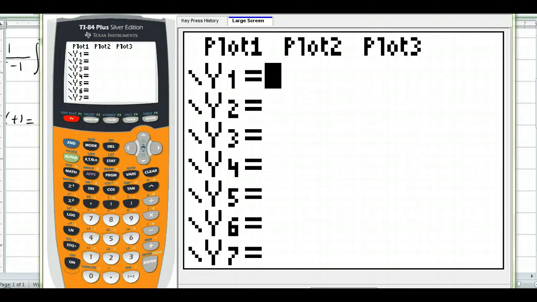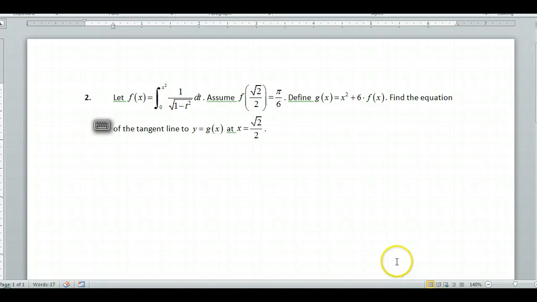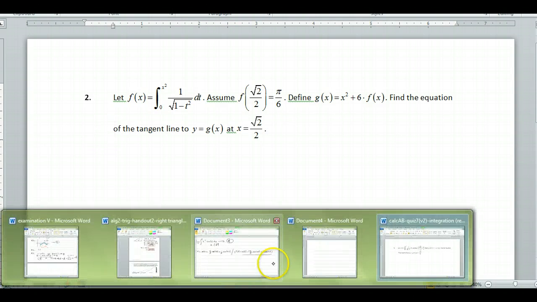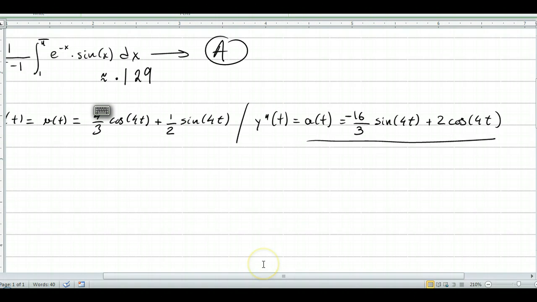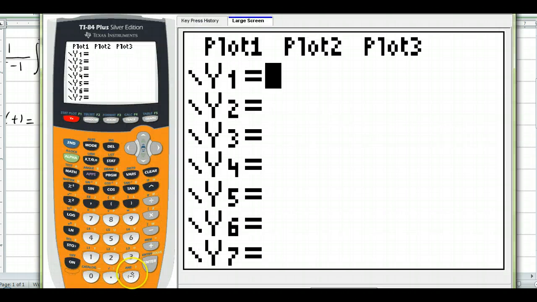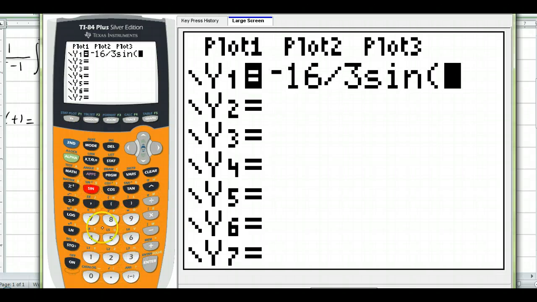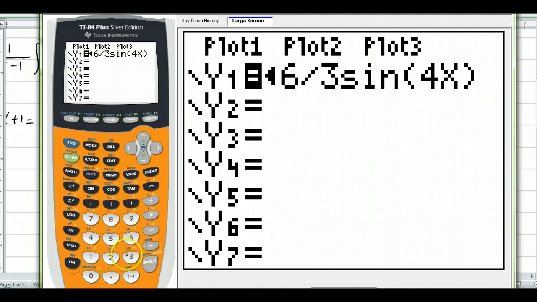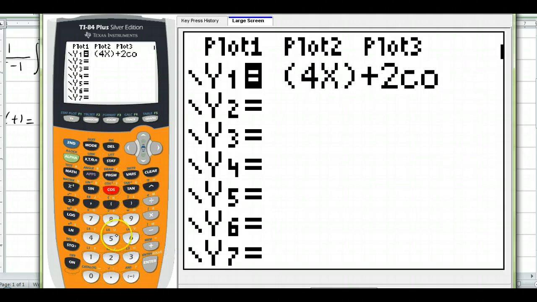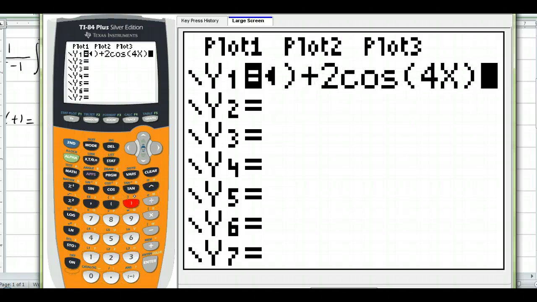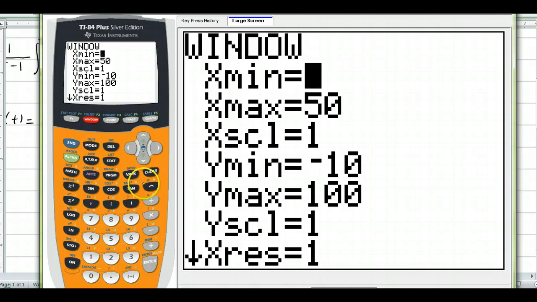So let me take a look at it one more time. It is here: negative 16/3 sine 4t plus 2 cosine 4t. All right, let's plug it in. Negative 16 divided by 3 sine 4x plus 2 cosine 4x. Now they say in the first 5 seconds, so let's make sure we get the right window. We're going from 0 to 5. We don't need to go above 5.